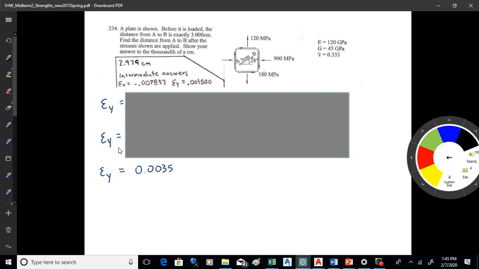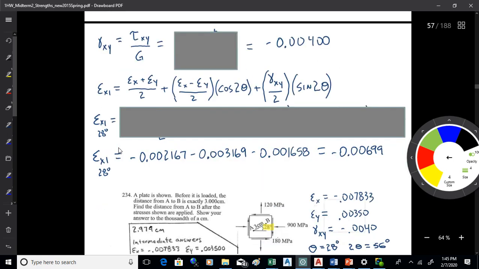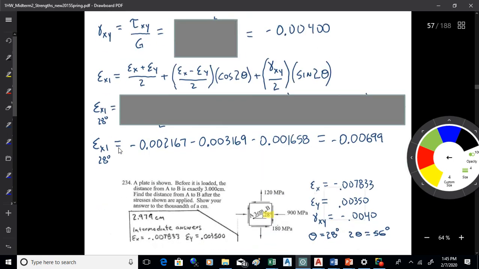So what's happening when you apply those stresses is that the plate will deform, and the amount of deformation will depend on the material properties, of course, and the stresses applied. We want to find the shear strain also, because we have shear stress applied. It looks like a negative shear stress, so that'll get you a shear strain of negative 0.004.